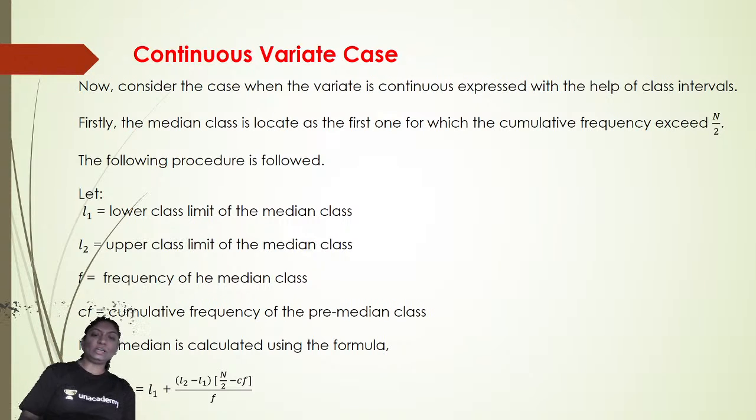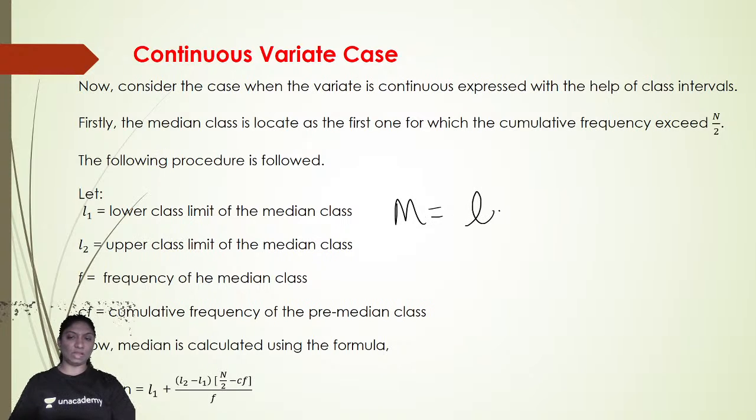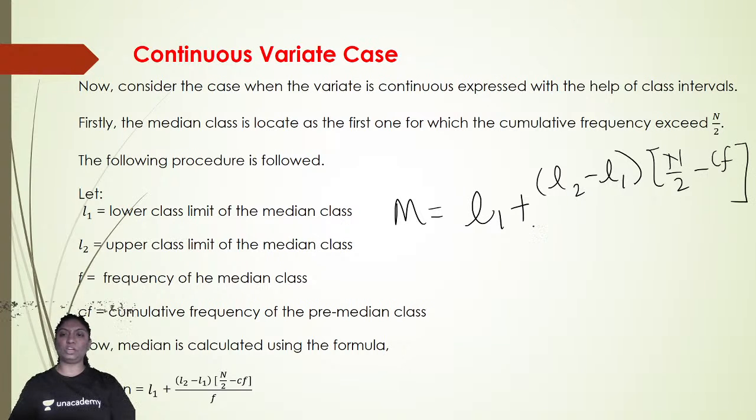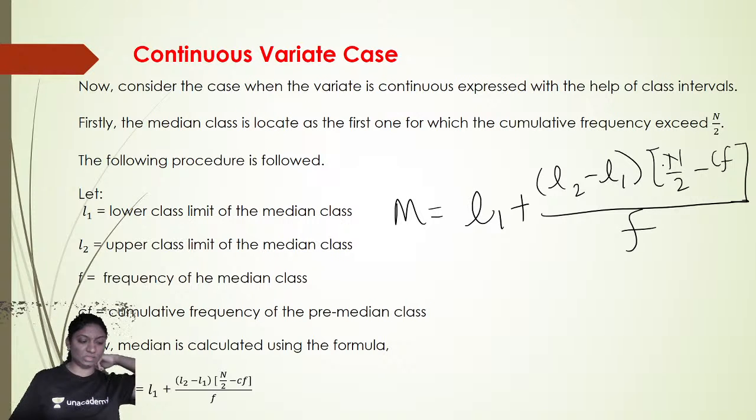Now median is calculated using the formula. This formula is very important. Median is equal to L1 plus (L2 minus L1) into (n by 2 minus CF), that means cumulative frequency, upon F. Okay. This is a very important formula to calculate the median when the continuous frequency distribution is given. Okay. Now see.